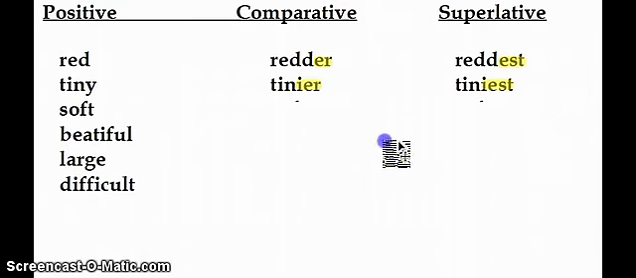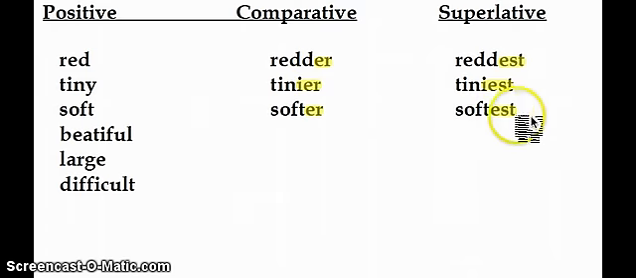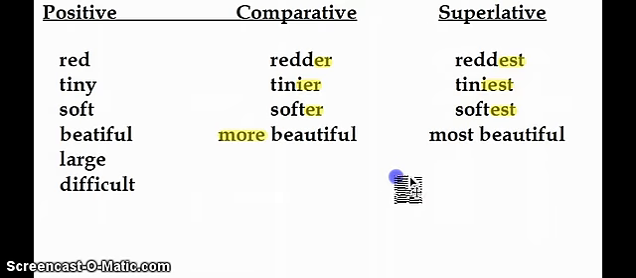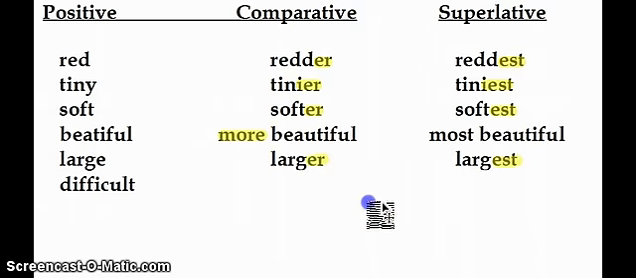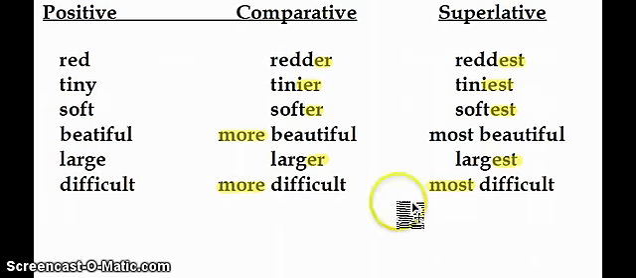Alright, here we go. So tiny, comparative is tinier, superlative is tiniest. If you spelled it wrong this time, not a big deal, but hopefully you added er and est. Soft, if I'm comparing two things, softer, softest, if I'm comparing 3 or more. Now beautiful, we don't say beautifuler. We say she is more beautiful, or this is the most beautiful. We don't say beautifulest. Large, we go larger, largest. Difficult, more difficult, most difficult, not difficulter and difficultest. So that's how you change to compare 1, 2, or 3 nouns or pronouns.